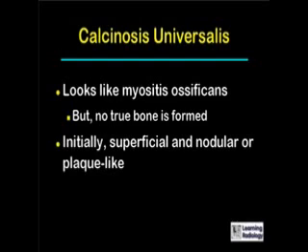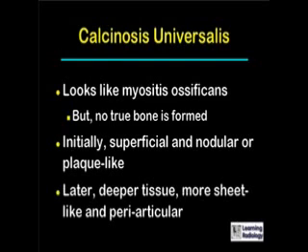Initially, the calcification can be superficial and nodular or plaque-like, but later, the deeper tissues calcify and the calcification becomes more sheet-like and periarticular. This is an advanced example of calcinosis universalis in a patient with dermatomyositis. There are thick, sheet-like calcifications that are associated not only with the shoulders and arms, but over the thorax as well.